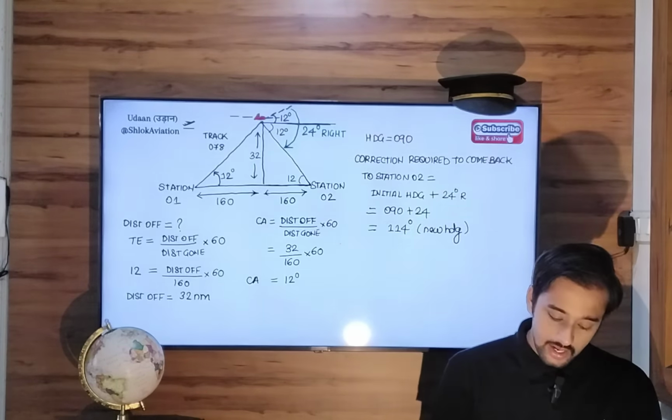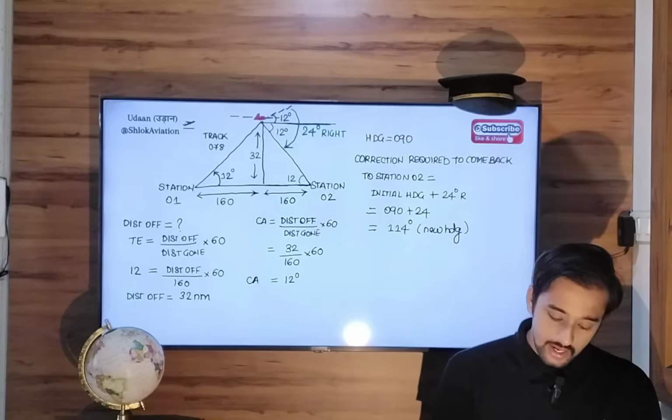So track from the departure is equal to 078 plus 12, because this track from the departure is to the right hand side of 078. So 078 plus 12, which is equal to 090. So departure track is 090 degrees. Right?